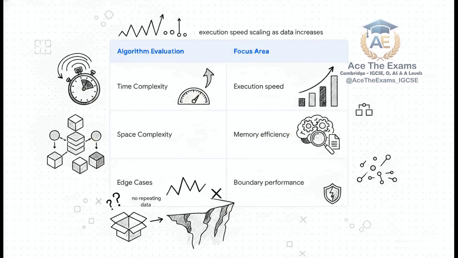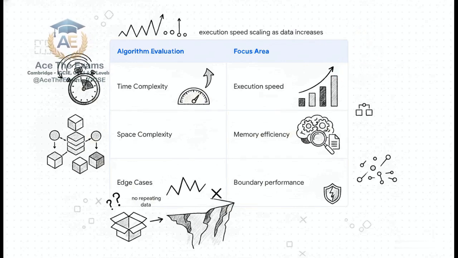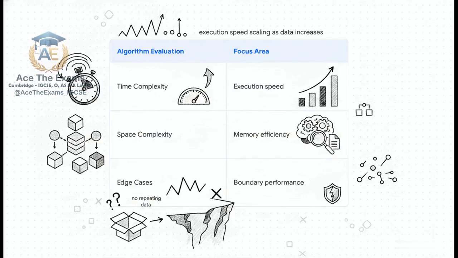Highlighting these specific performance metrics in your answer proves to the examiner that you don't just know how to regurgitate the code from a textbook. It shows you deeply understand how that algorithm behaves in real-world, unpredictable environments.